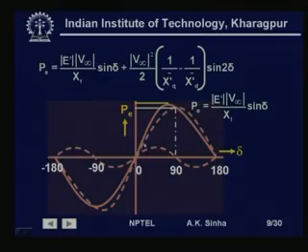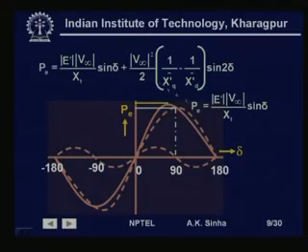Also, one thing we can see from these characteristics is that the slope for the salient pole machine is larger than the slope for the cylindrical rotor machine in the normal operating region, that is, in the stable operating region. That is, the salient pole machines are more stiff, and the change in their delta angle for a given increase in power output is much less compared to that of the cylindrical rotor machine.